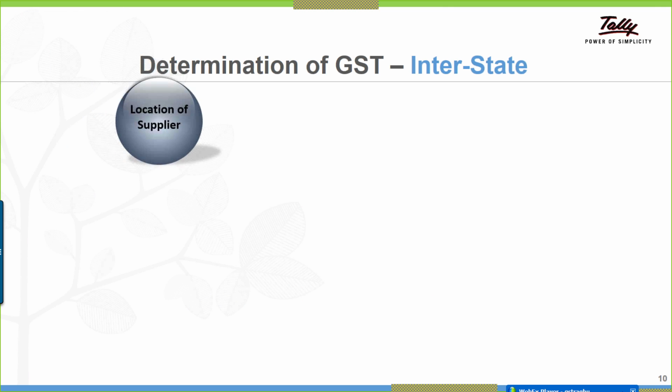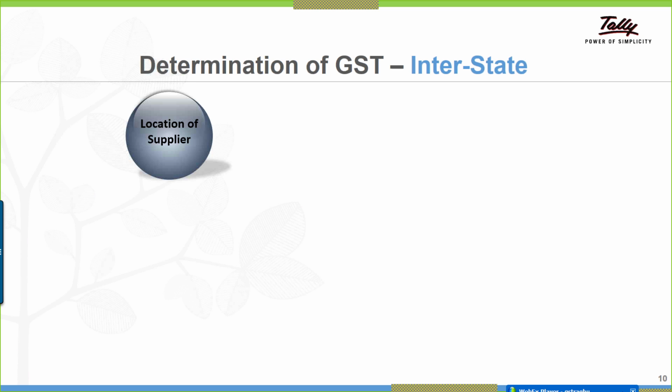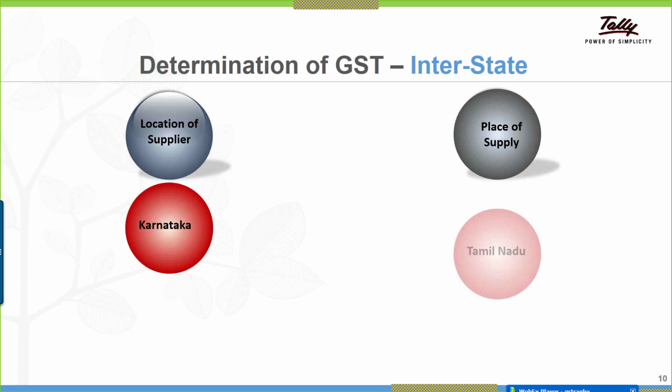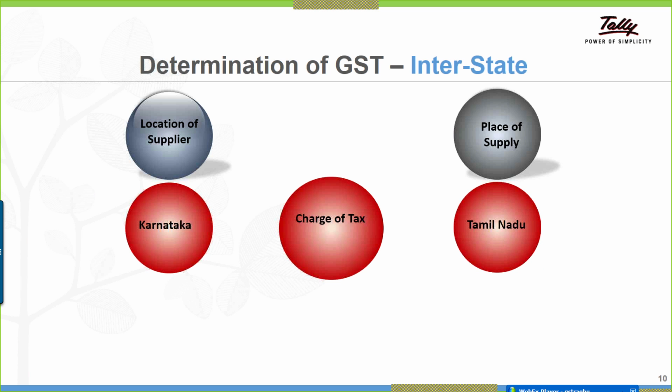Now we will discuss interstate, nothing but state to a different state, location of supplier and place of supply. If the location of supplier is in Karnataka and the place of supply is in Tamil Nadu, interstate will be charged. It's called IGST. Here the tax will be divided. When the consumer is in a different state, that state will get the revenue. In this scenario, Tamil Nadu will get 50% and the remaining 50% will be taken by the central government. Karnataka is not going to get the benefit here.